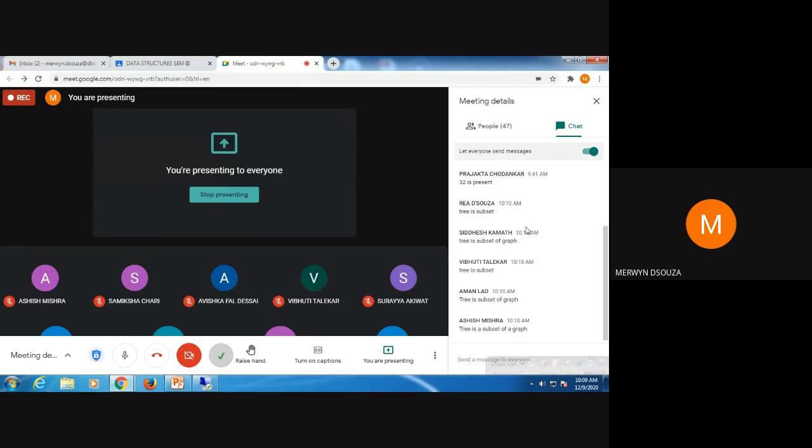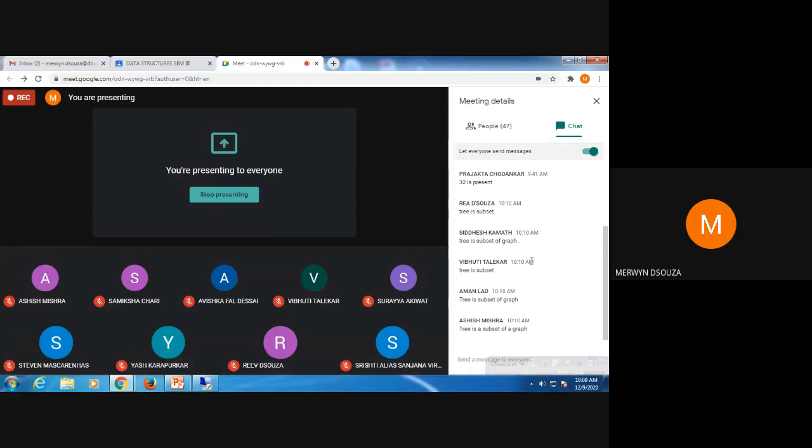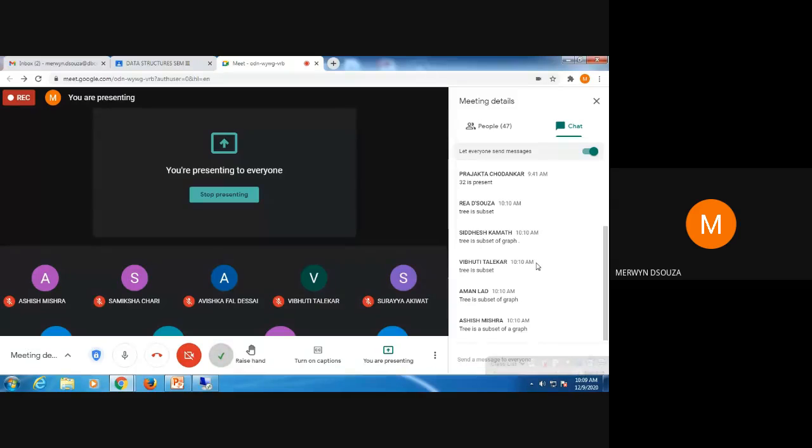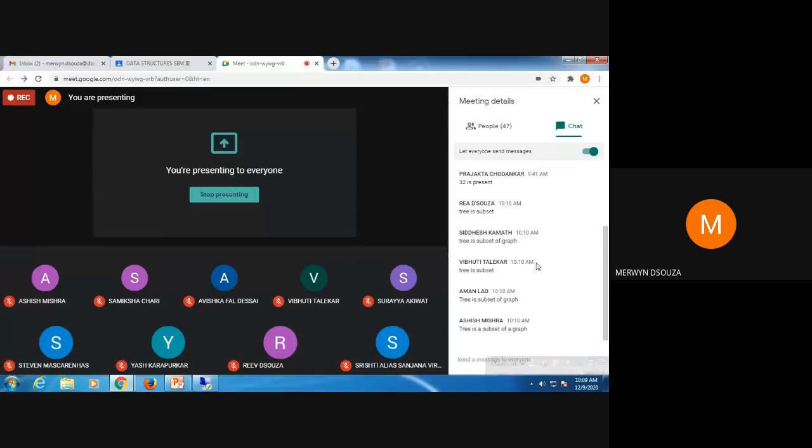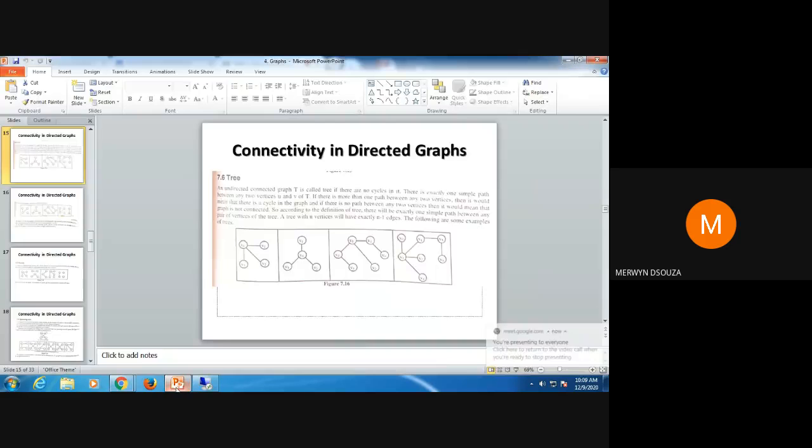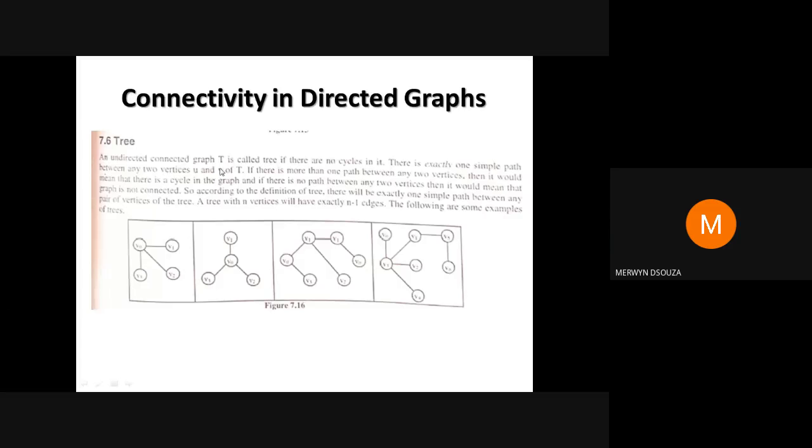So a tree is always a subset of a graph, but a graph will not always be a tree. It could be, but it is not always a tree. So let's continue. We call a graph a tree if it contains no cycles. So an undirected connected graph T will be called a tree if there are no cycles in it.